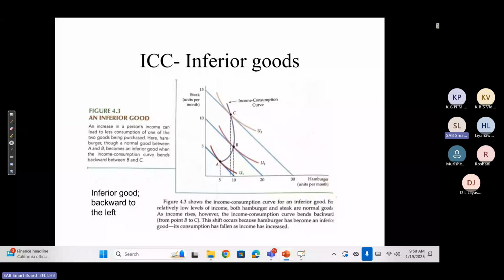Now this is what we can see, right? So hamburger. What happened at the initial income level, at the lower level? This is the budget line. Blue lines are the budget lines. Lower level budget line, lower level of income at the initial. Then it moves to a higher level. The budget line shifts to the right. The blue line shifts to the right, higher level of income.